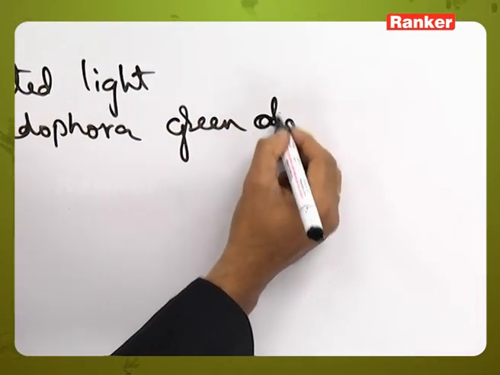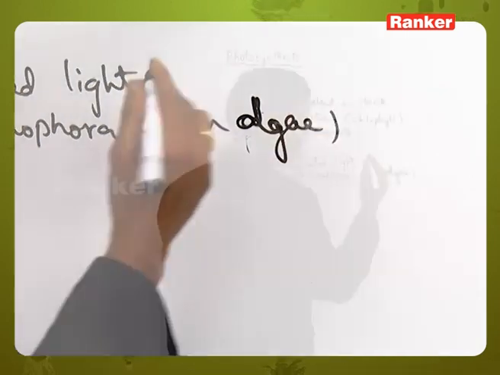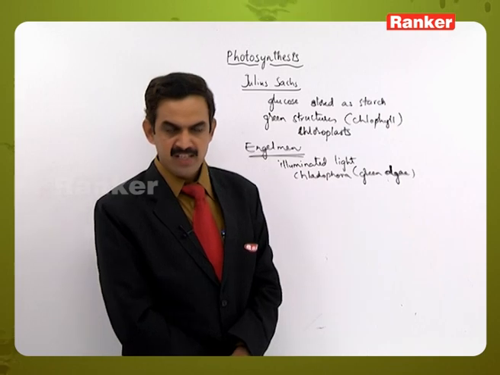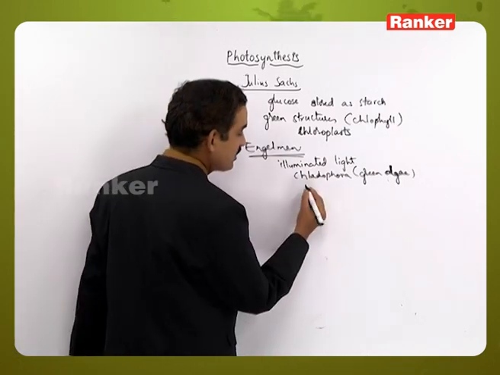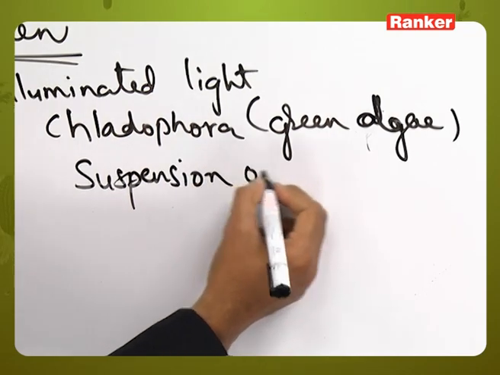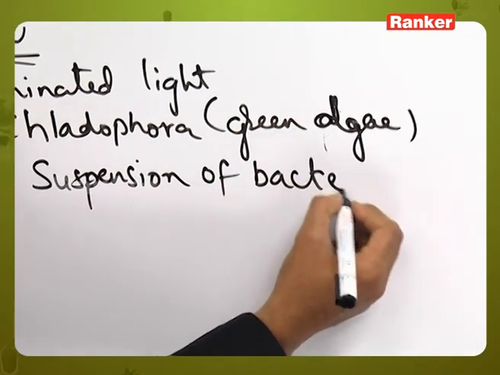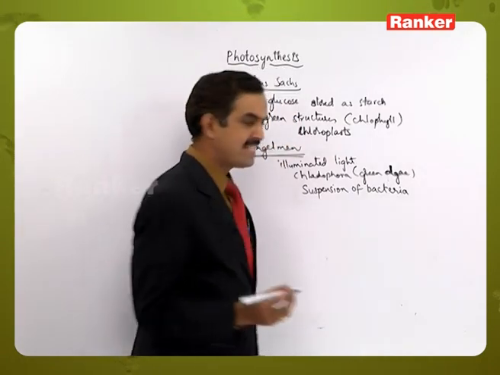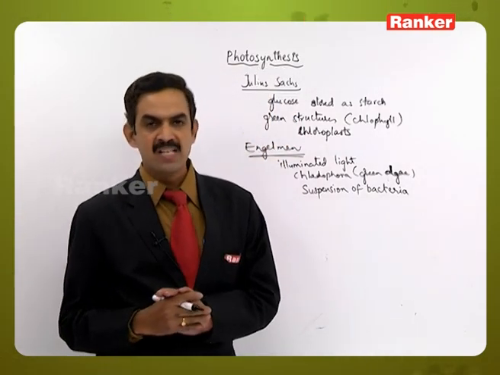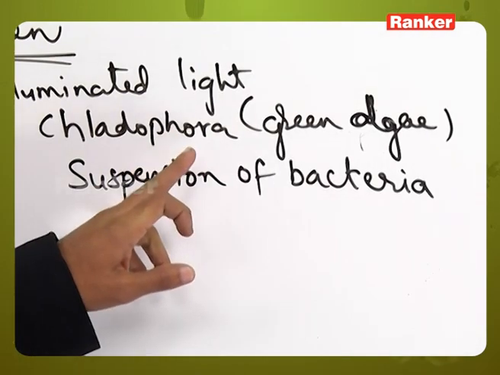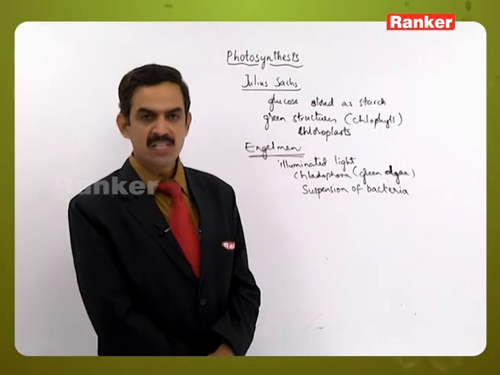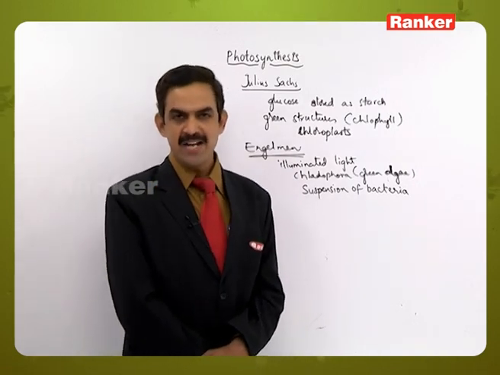That is a green algae, and he had provided an aerobic atmosphere around that one, and he had introduced a suspension of bacteria. All the bacteria accumulated near that aerobic region. So that shows that oxygen is released by the green algae when it is performing photosynthesis by using the light which is illuminated on it.